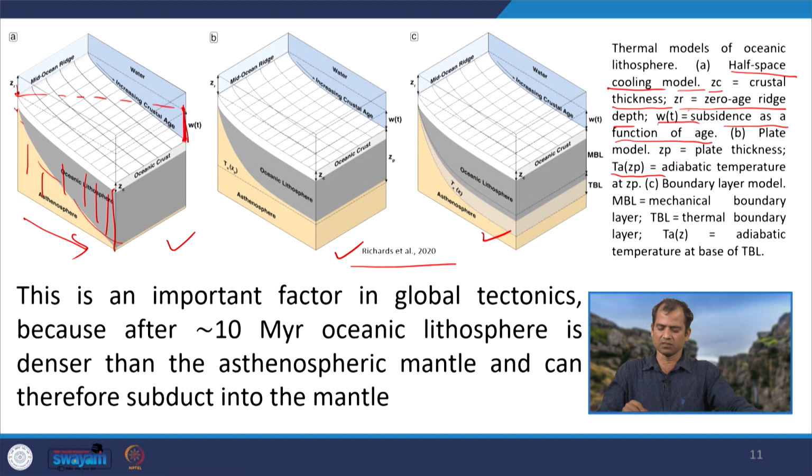TAZ in the B is called the half plate model, and ZP is the plate thickness, TAZP is the adiabatic temperature, and C is the boundary layer model. So, these are the different models proposed for understanding the lithosphere asthenosphere boundary condition with temperature and pressure, and how this lithosphere behaves above the asthenosphere at high temperature and high pressure.